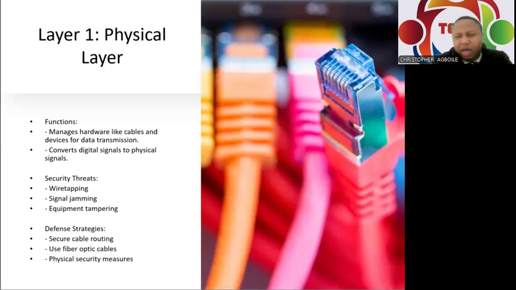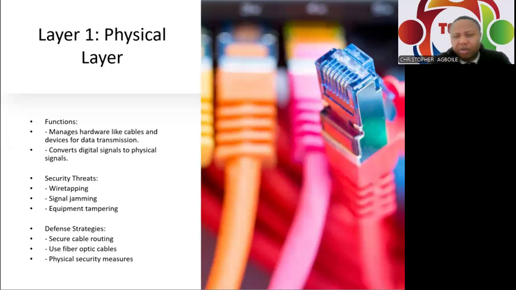Another threat to layer one is signal jamming, whereby signals are disrupted, especially in wireless communication, by overwhelming the channel with noise signals. To prevent this, we use spread spectrum techniques and jamming resistance protocols.